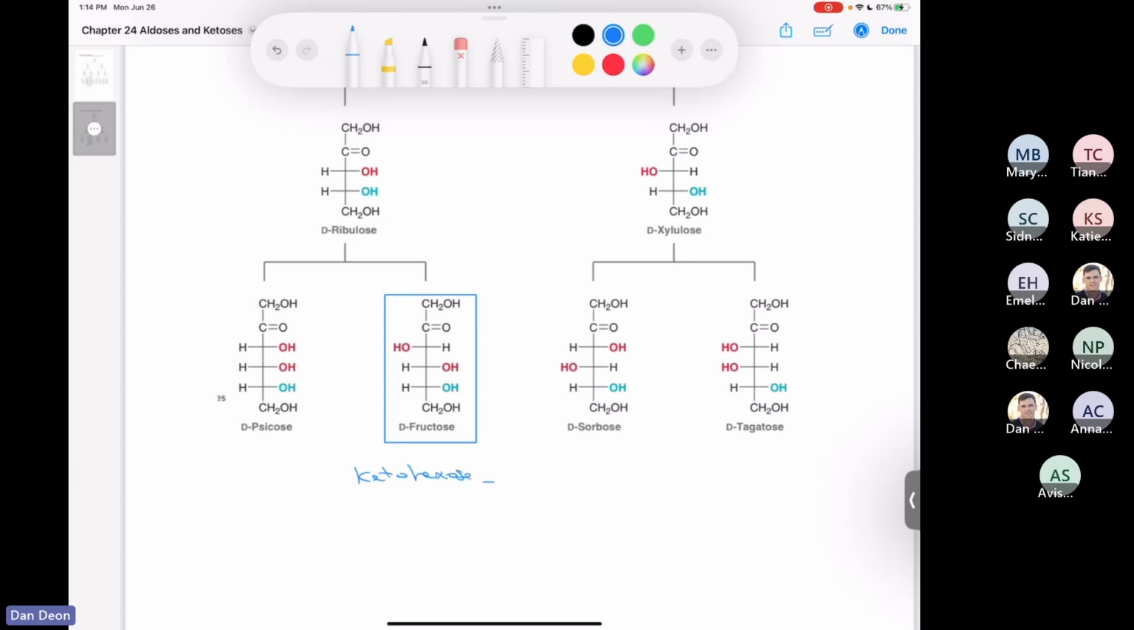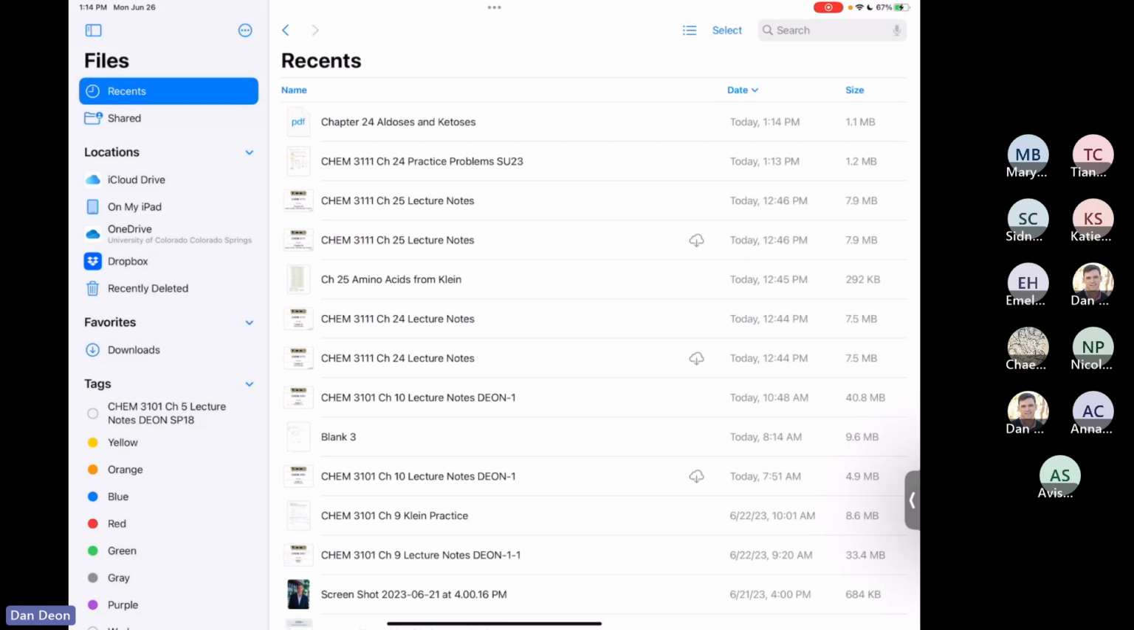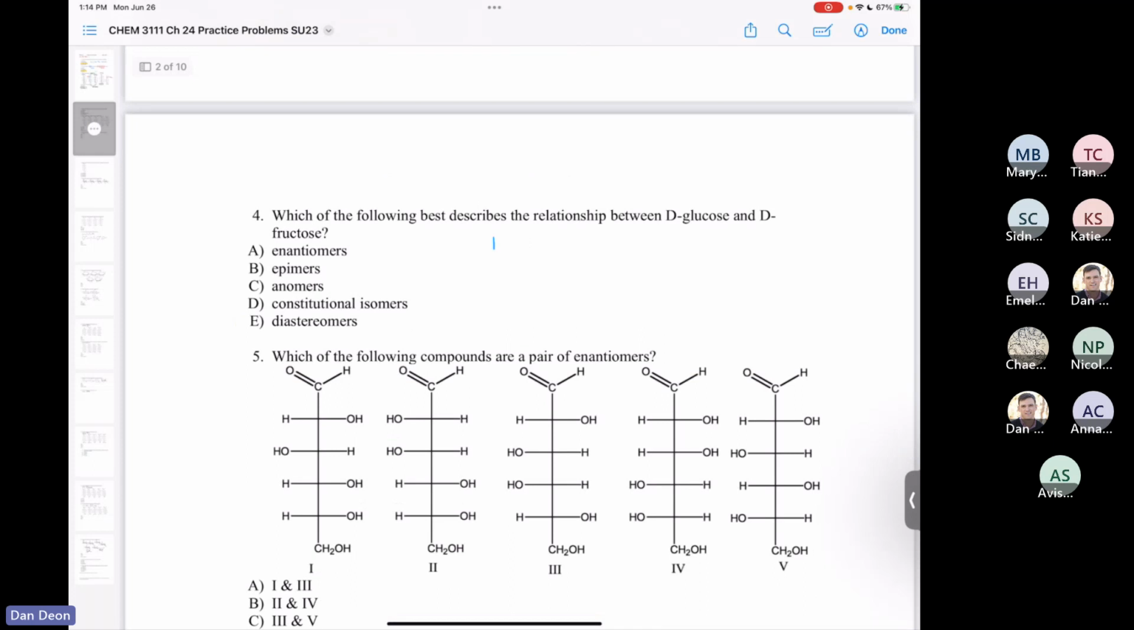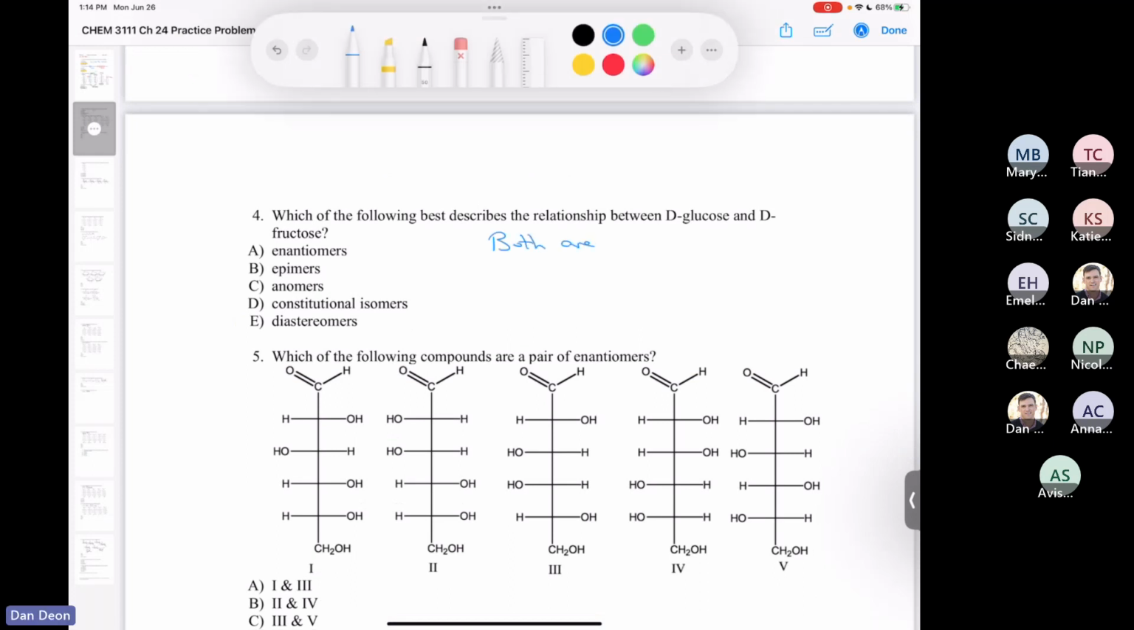Ketohexose, like that, because it has a total of 1, 2, 3, 4, 5, 6 carbons, and it has a carbonyl from a ketone, so it's a ketohexose. And so the two compounds, one's a ketose, one's an aldose, but they both have the same molecular formula, right? They are both hexoses, and so they both have the same molecular formula. And so when we go back here, we can say both are C6H12O6, but they have different structures, and so they are constitutional isomers, right? Compounds with the same molecular formula, but a different connectivity of the atoms.